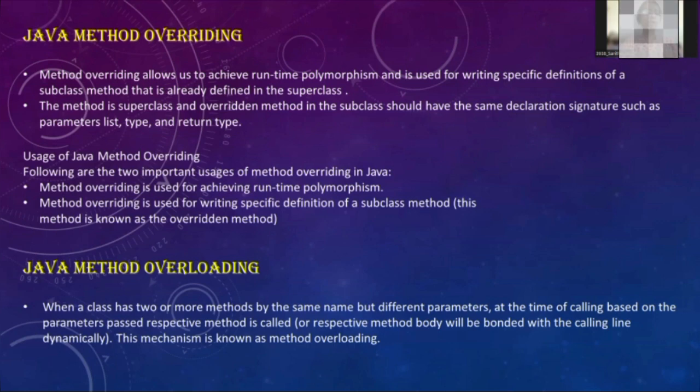The next is Java method overloading. When a class has two or more methods with the same name but different parameters, at the time of calling, based on the parameters passed, the respective method is called, or the respective method body will be bound with the calling line dynamically. This mechanism is known as method overloading.